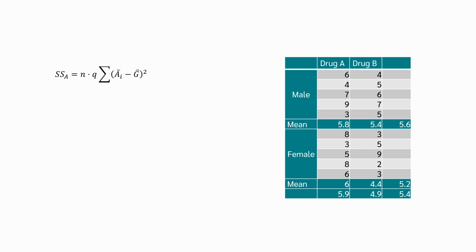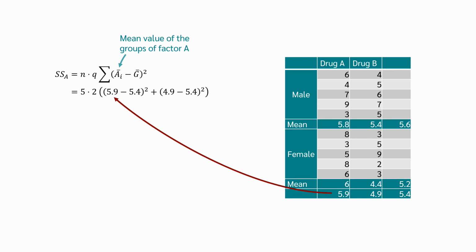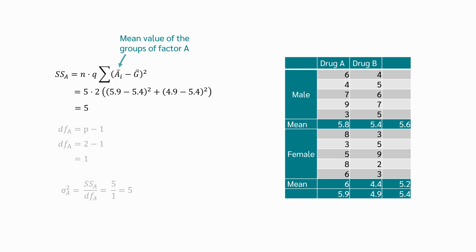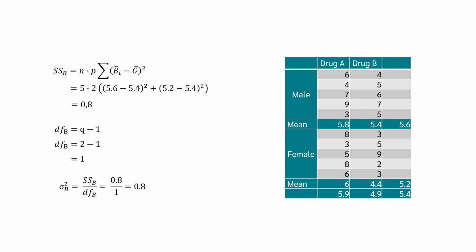Now we can calculate the sum of squares of factor A. A dash is the mean value of the categories of factor A. So we calculate 5.9 minus the total mean value and 4.9 minus the total mean value. This results in 5. Together with the degrees of freedom, we can now calculate the variance for factor A, which is 5. We do the same for factor B. In this case, we use the mean values of male and female, and we get the variance of 0.8.